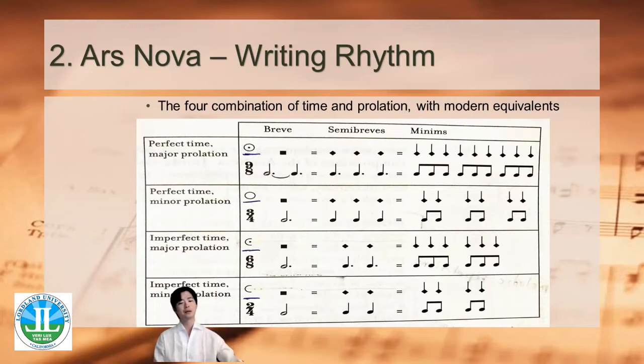Later in the century, time and prolation were indicated with mensuration signs that are the ancestors of modern time signatures. A circle for the perfect time, or an incomplete circle for imperfect, with a dot for major prolation or no dot for minor. The incomplete circle C without the dot has come down to us as a sign for common time, for four-four time, showing the link between these four prolations and the modern conception of meter.